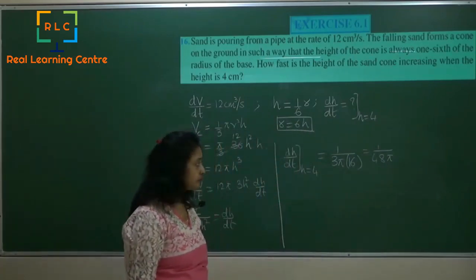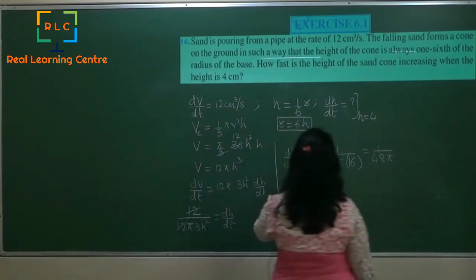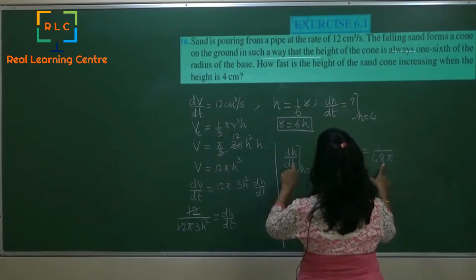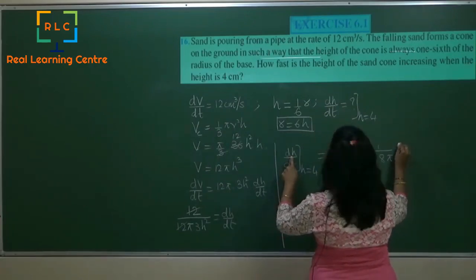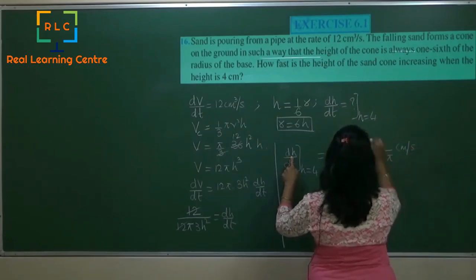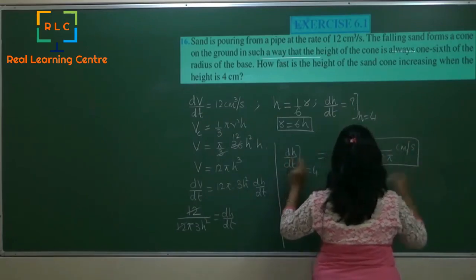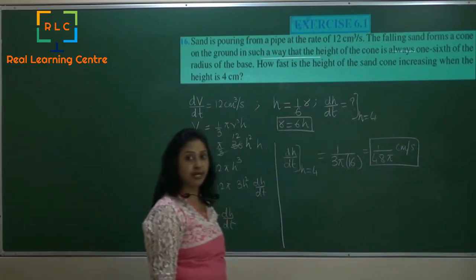1 by 48 pi what? We are talking about height. So what is the unit that I'm going to write? It is going to be centimeter per second. So dh by dt, therefore height of the cone.